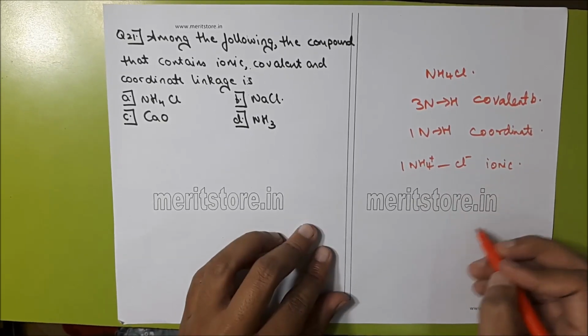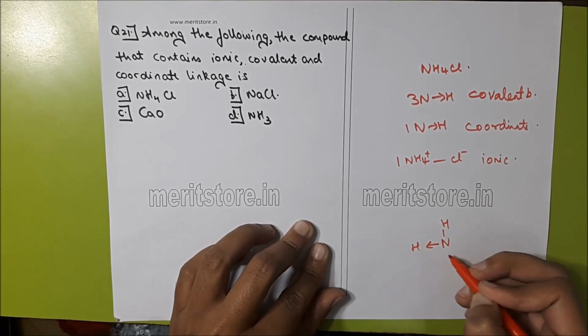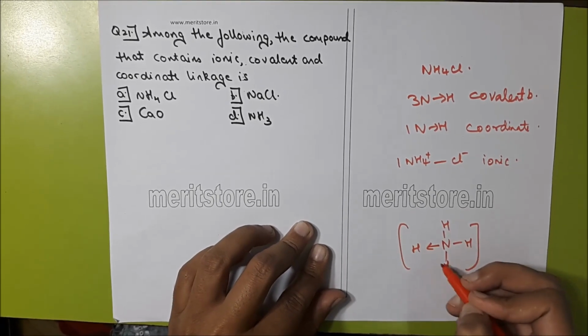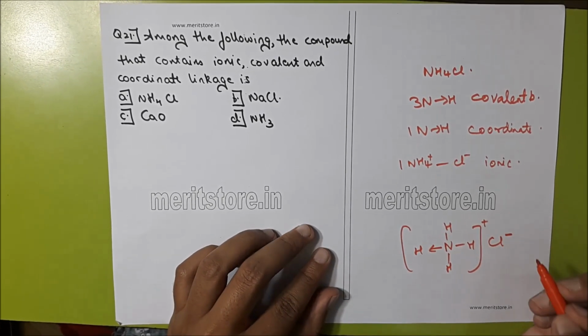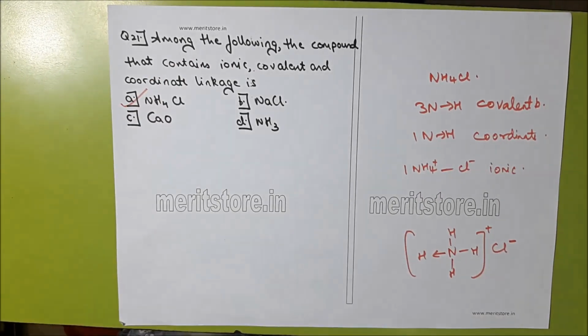So the structure of NH4Cl is with central nitrogen, 1 coordinate bond with 1 hydrogen. These are 3 covalent bonds and 1 electrovalent bond with 1 chloride ion. So the structure NH4Cl has all the 3 bonds. Option A is the correct option.